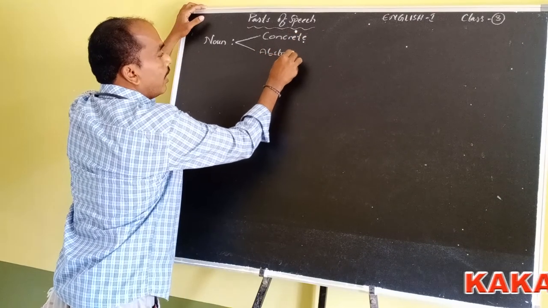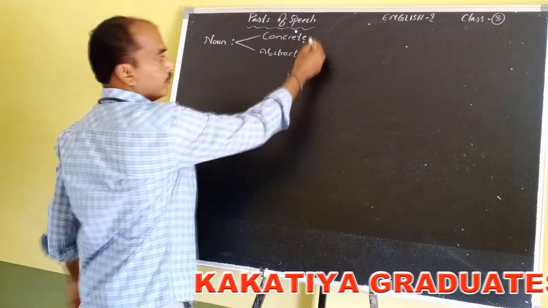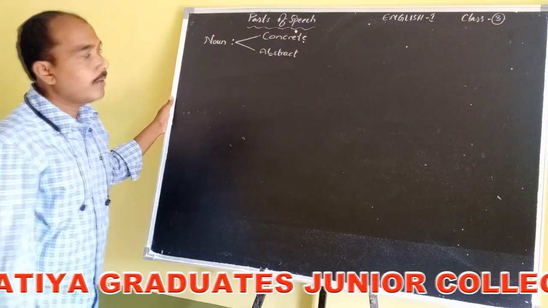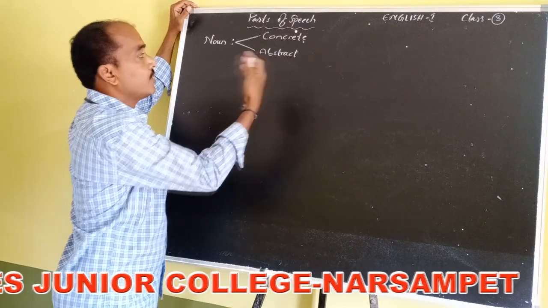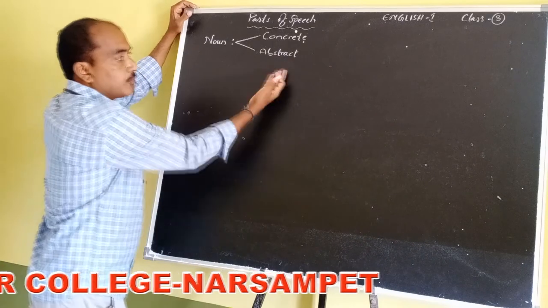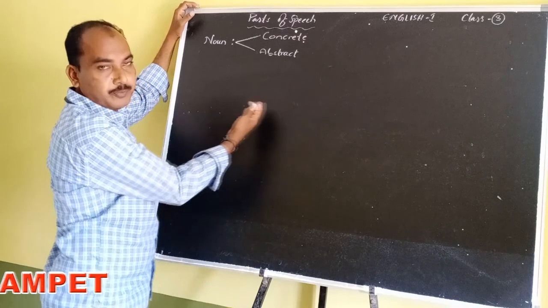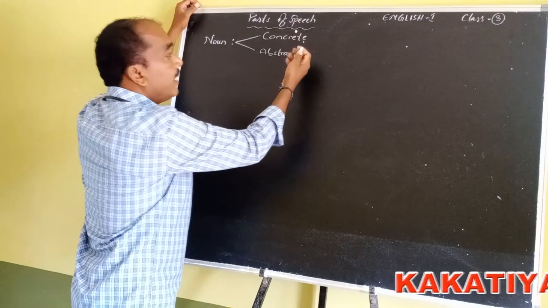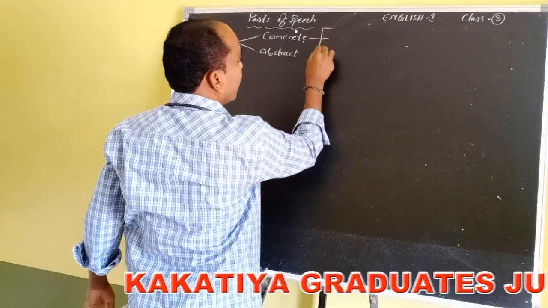Yesterday, I explained this. What is concrete? Which has the physical existence, material existence, which can be seen, which can be touched, is concrete. What is abstract? Which cannot be seen and which cannot be touched is abstract. Abstract we are going to learn later. First, yesterday I explained concrete is again divided into different types.